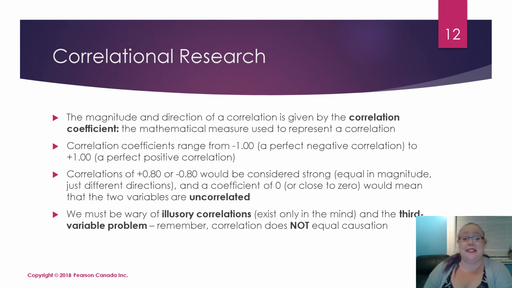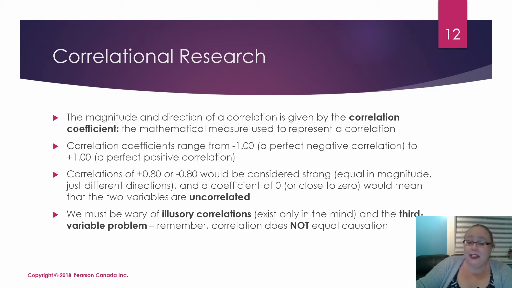Another example is opposites attract. So yes, it's okay to have some differing interests, but in general, people who are more similar to each other tend to get along a little better, especially when it comes to those major categories such as religion and political views. So these illusory correlations, they exist only in the mind.